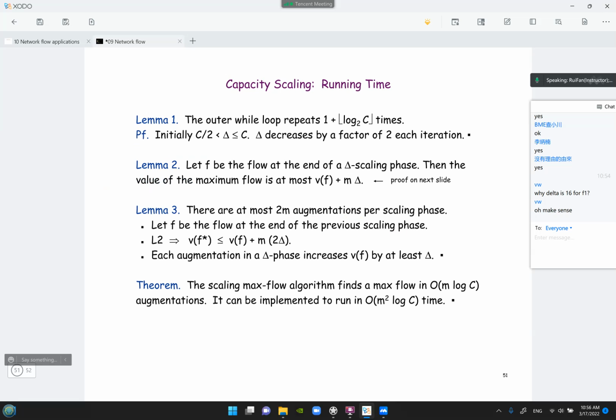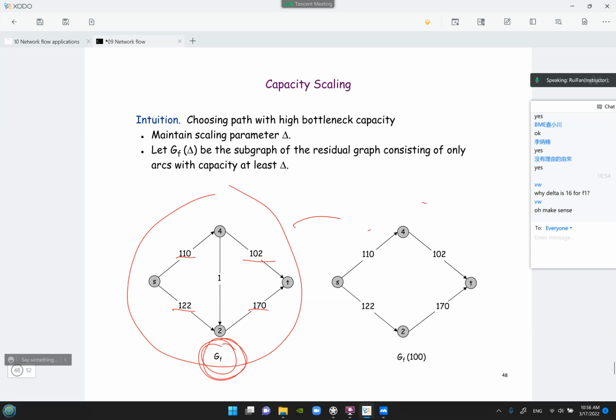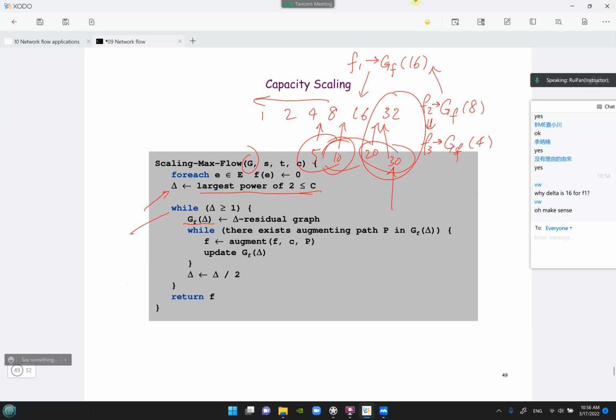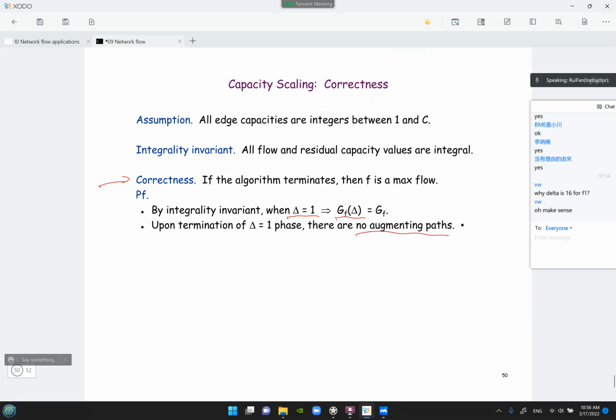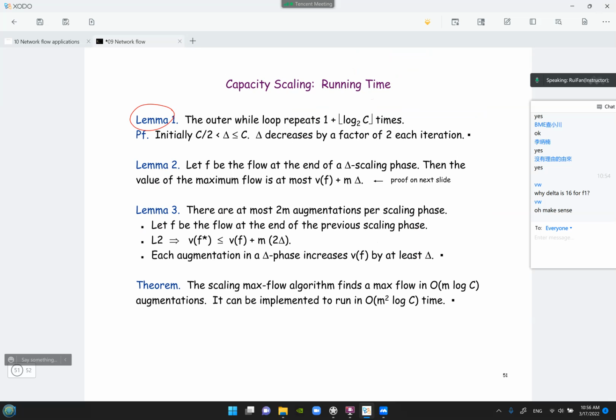All right, so now let's look at the running time for this new algorithm. We have a few lemmas here. The first lemma is that the outer loop, this loop over here, is going to run for order log C iterations. That's just because in each iteration, we decrease our delta by a factor of 2. So in total, you're going to run this number of iterations from, let's say, 32 down to 1, which is log of C iterations. Initially, delta is basically C. So that's lemma 1.